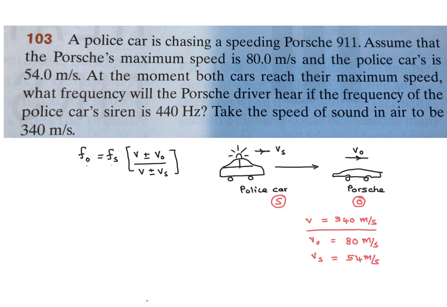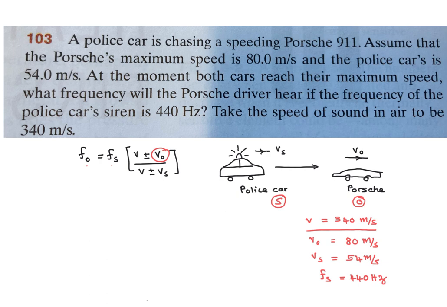On top of that, we are given the police car siren frequency, which is the source frequency, 440 Hz. Now, the important thing here is understanding how to use these pluses and minuses. As I mentioned in class, we look at one at a time. So look at the motion of the observer here. What is happening there? The observer is moving away from the source.